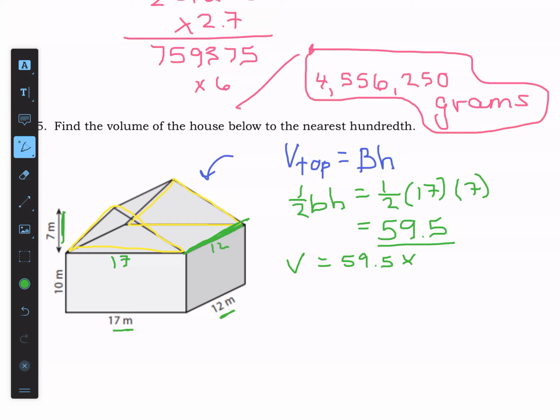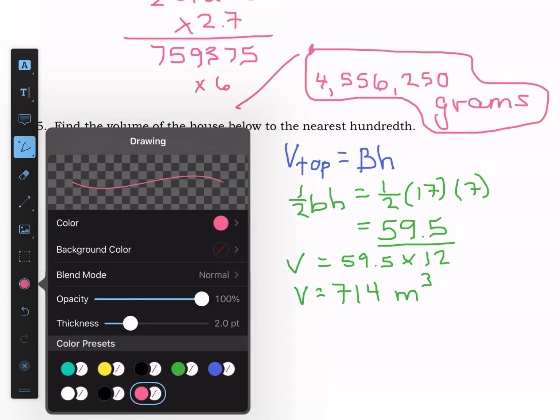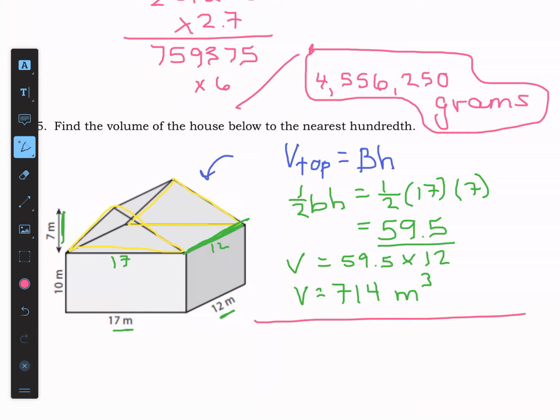Okay, so now let's go back and plug that into our formula. So the volume of the top, we're doing the base area, 59.5, times the height. Now when we're talking about prisms, the height is the distance between the bases, so how far apart the bases are. So if this is 12 down here, this is going to be 12 up here. So times 12, and that gives us 714 cubic meters. Okay, so this is just the volume of the top part of the house.